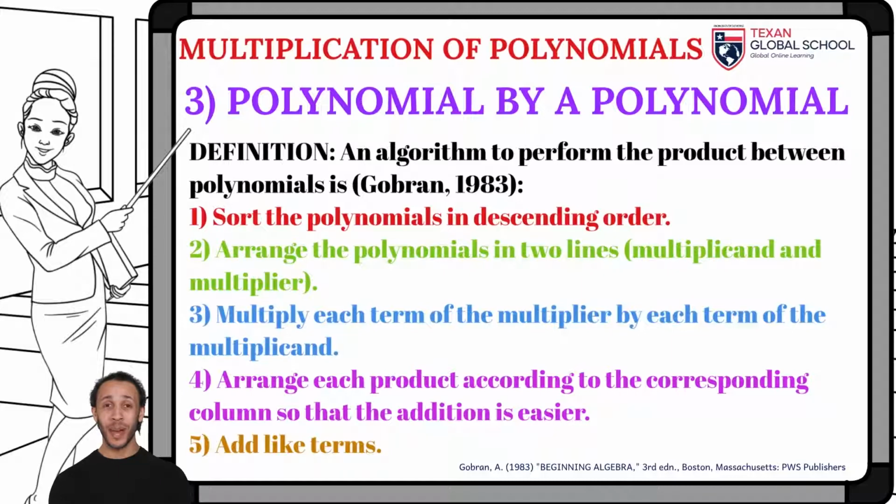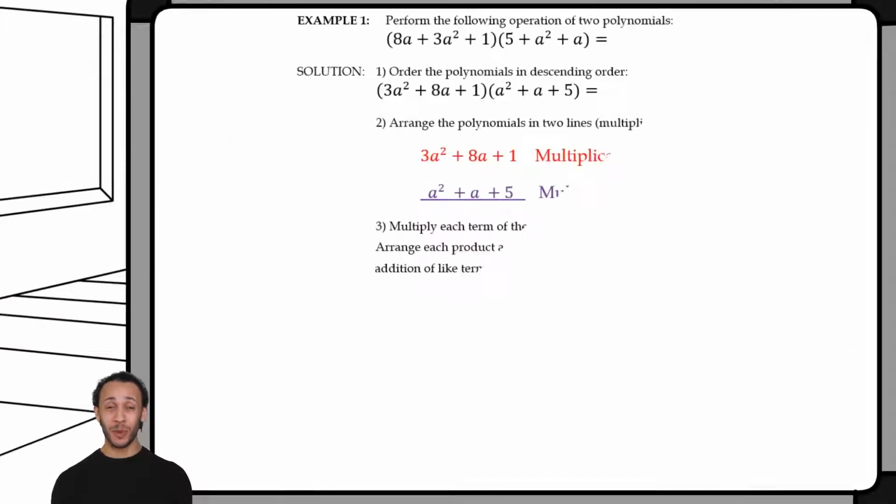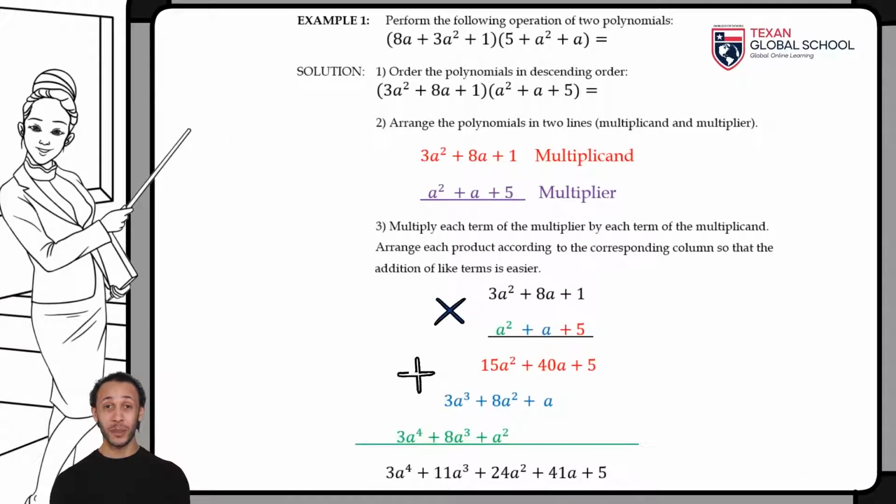Subsequently, we multiply each term of the multiplier by each term of the multiplicand. So, we arrange each product according to the corresponding column so that the addition is easier. Finally, like terms are added, thus obtaining a descending ordered result. Let's look at a first example. We will perform the requested multiplication between polynomials.